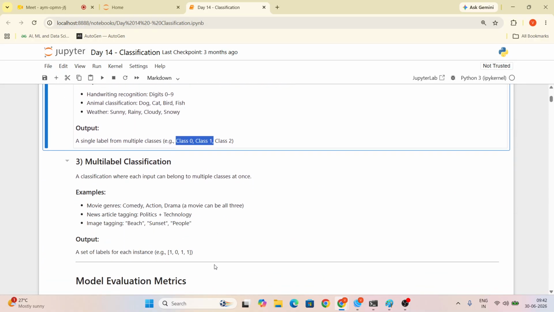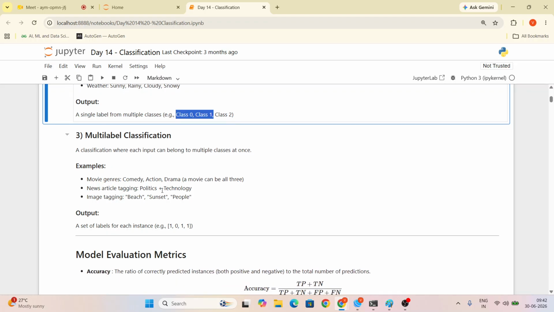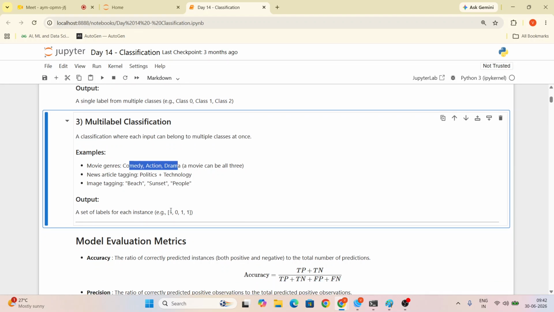Yes. Okay. So another one is multi-label classification. There are many labels. Just see, the movie has comedy, action, drama. So the output will be like this. If comedy is present, 1. If action is not present, we will mention 0. If drama is present, we will give 1, like this. Have you got my point?